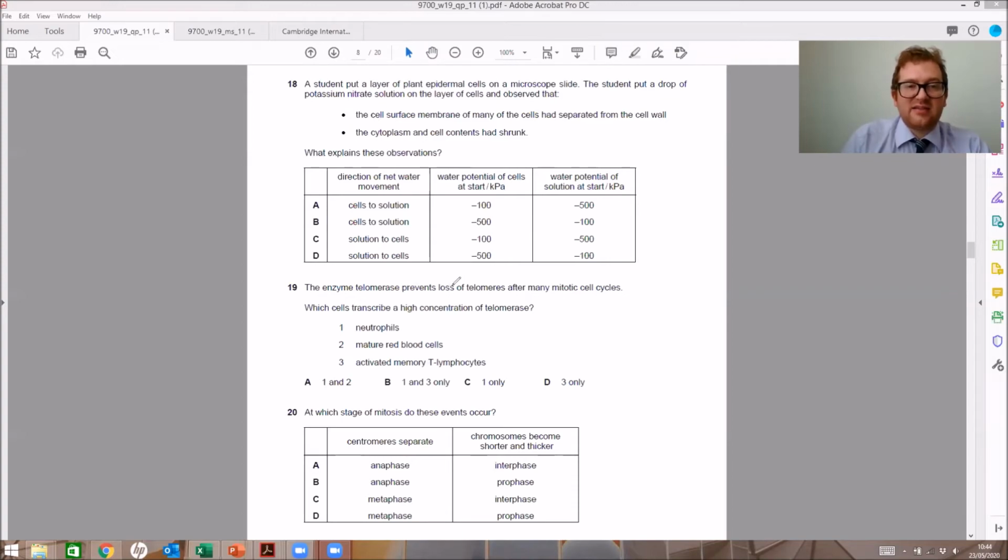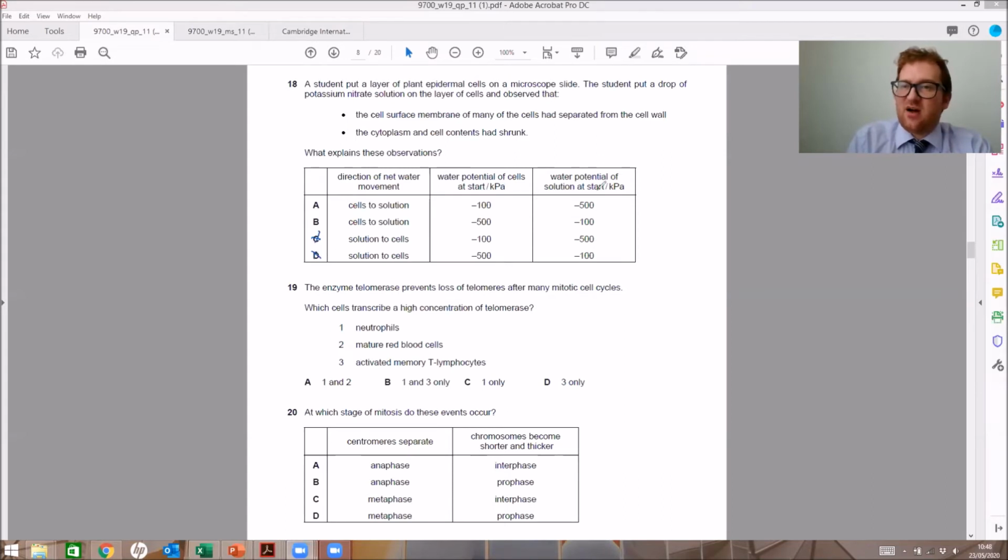What explains these observations? So looking at the options here, we know that the description is correctly defined as plasmolysis. It looks like the cell has become plasmolyzed. As a result, this means that water has left the plant cell by osmosis, leaving it all shriveled inside. The cell membrane is detached from the cell wall, and the actual cytoplasm has shrunk in relative size. Now, this means that water has gone from the cells to the solution. So from this, we can eliminate options C and D from the choices here.